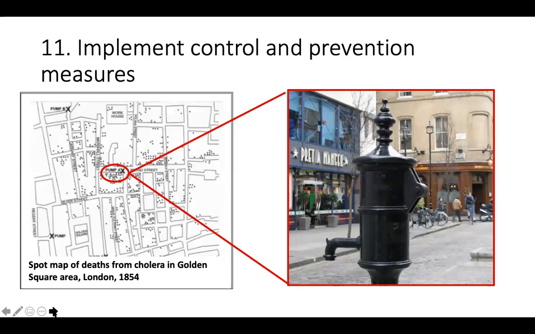We then want to implement control and prevention measures. This is a really important step. What happened with Jon Snow's famous example is he went to that Broad Street pump and he ripped off the handle so that no one could access water from it to control the spread of cholera. But sometimes we might temporarily shut down businesses and operations to get a sense of the control of the spread. So again, we want to implement something to try to control the spread of the disease.